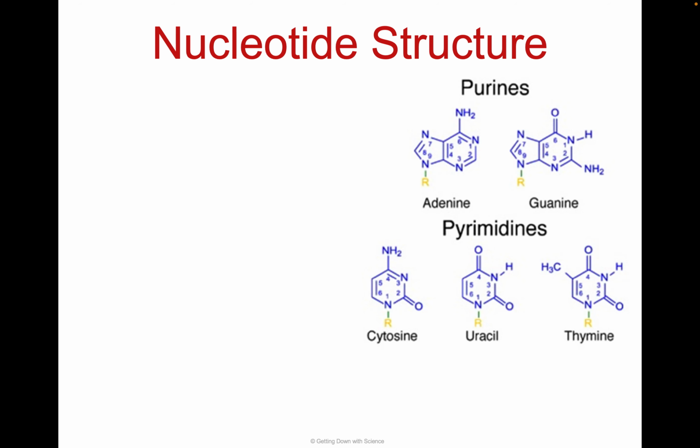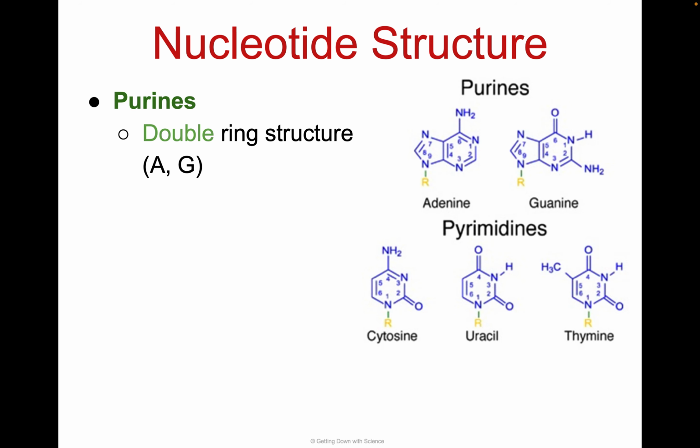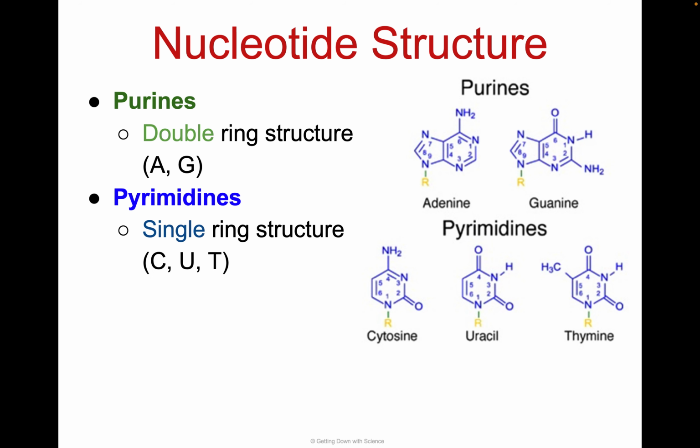Dig deep, remember, unit 1. We have our purines up here. Our purines have a 2-ring structure. They're pure. They got the 2 rings, pure. These are your adenines and your guanines. So these are your A's and your G's. And then you have your pyrimidines. Your pyrimidines are a single ring structure. These are your CUTs. We cut pyrimidines. So our pyrimidines are our cytosines, our uracils, and our thymines.